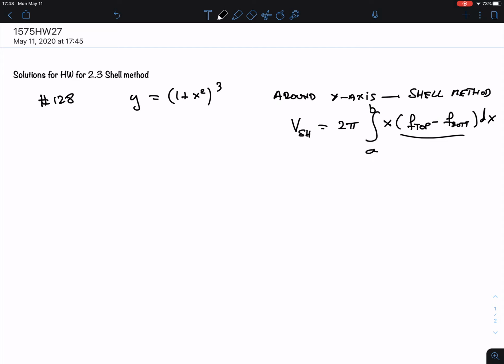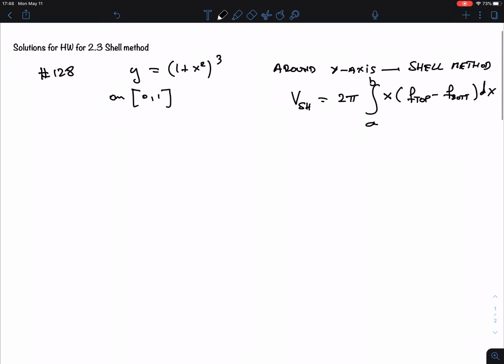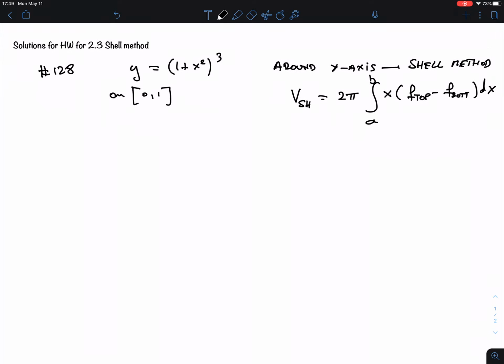And so in this case, there is only a top curve here. This is the curve that's given. They give us also intervals. So on the interval, I hope you can read this, x equals 0, x equals 1. That means the interval from 0 to 1. I will always say it in terms of intervals, not the way the book has formulated it. So what do we need to do? Well, it's 2 pi from 0 to 1 of x times the function (1 plus x squared) cubed dx.